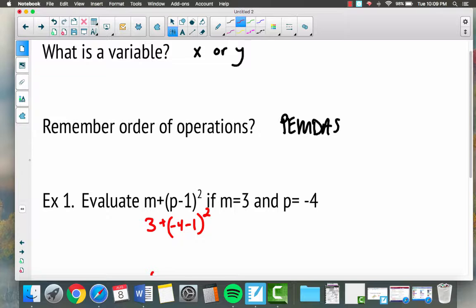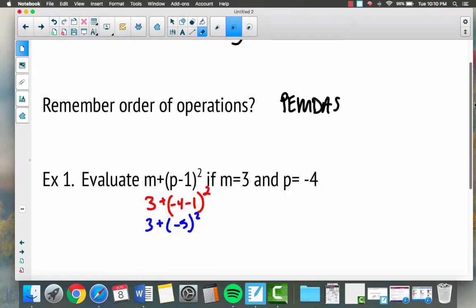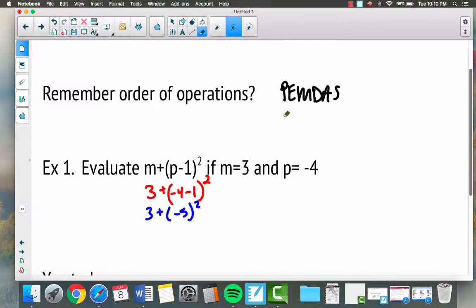So obviously in PEMDAS it says parentheses first, so we're going to go ahead and simplify what's in the parentheses. So we'd have 3 plus -4 minus 1 is -5, so we get -5 squared. Keep in mind I kept the parentheses as is, just to make sure that I'm keeping it as close to the original as possible. And then I'm just going to follow through. So next would be the exponents. So what is -5 squared?